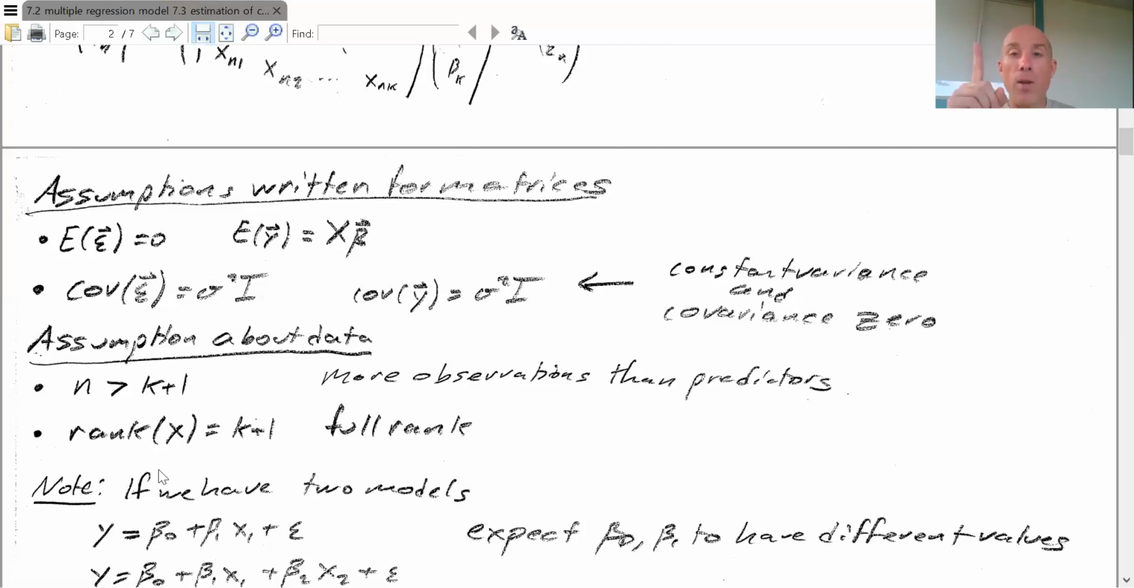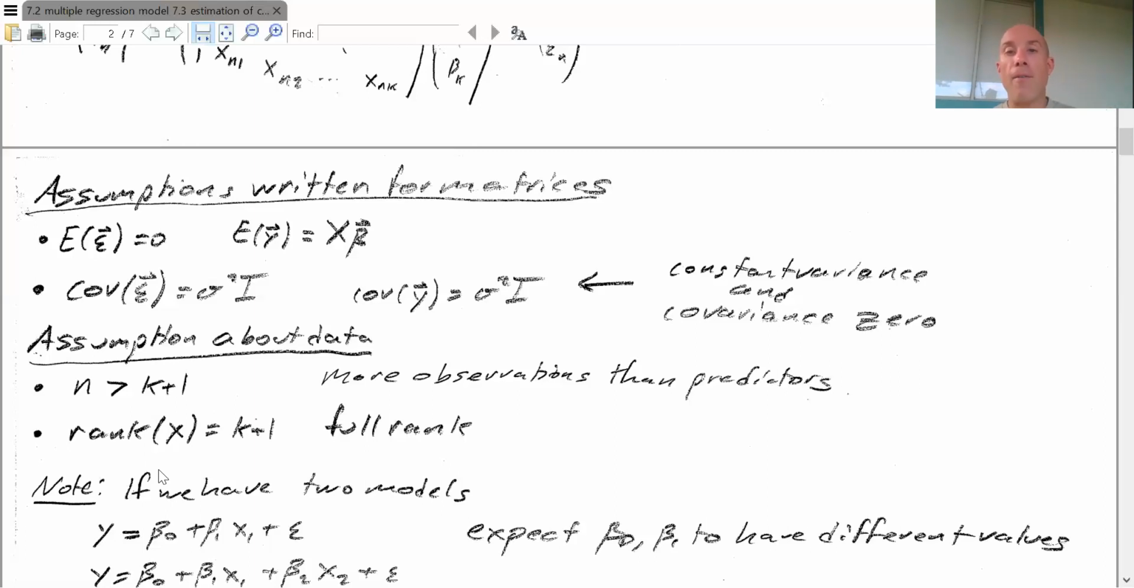If I have one column where I can go through and combine the other columns to get this one, just by multiplying by a vector, then it's not a full rank matrix. We are going to assume that we have full rank. In a way, this is like saying we have no redundant variables.